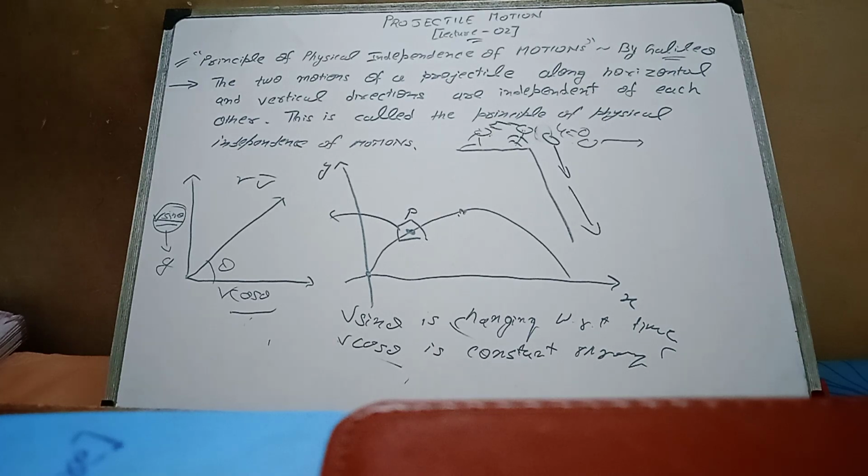ठीक है, this statement is proven by Galileo experimentally. Galileo was a scientist, was a physicist actually. He believed in experiments. He did many experiments, and this is one of his experiments. I hope that's clear how vertical and horizontal components are not dependent on each other.